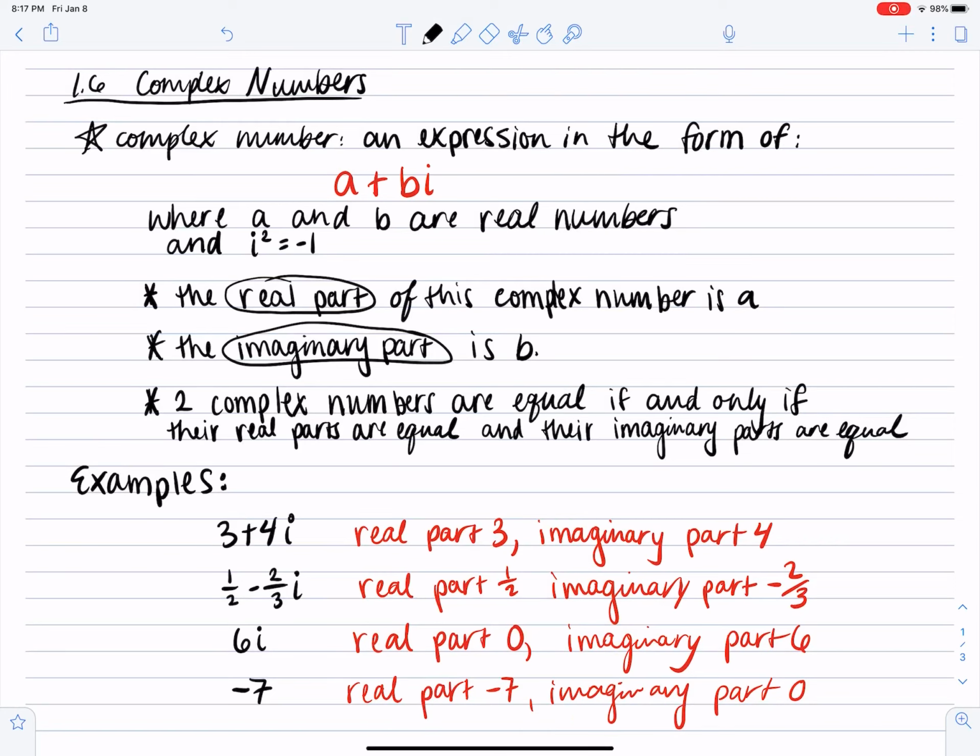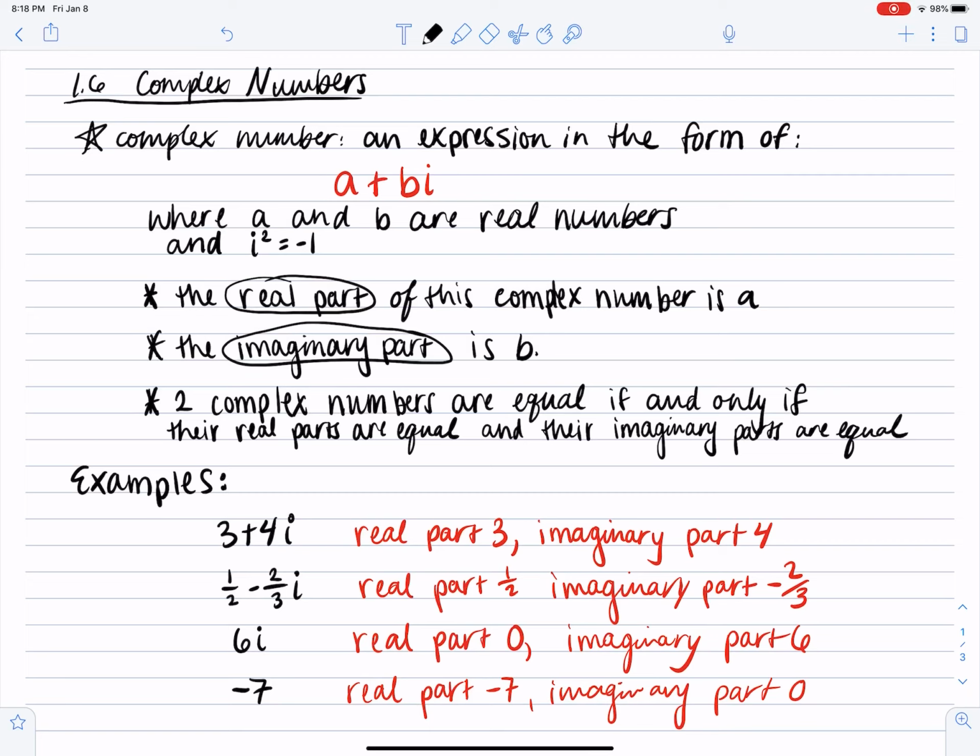All right, we're going to talk about complex numbers today. You may have already seen this in the past, so this might just be a review for you. A complex number is an expression in the form of a plus bi, where a and b are real numbers, like 1, 2, 3, or negative 1, 2, 3, and i squared equals negative 1, so i by itself is an imaginary number. The real part of the complex number is a, the imaginary part is b.